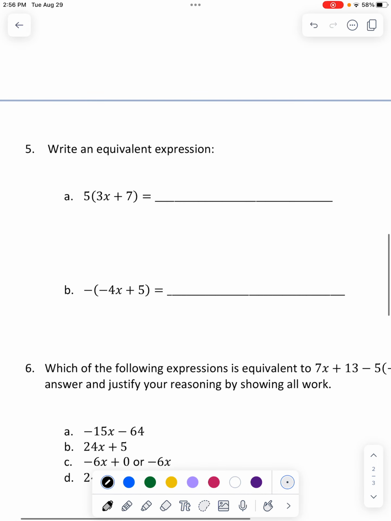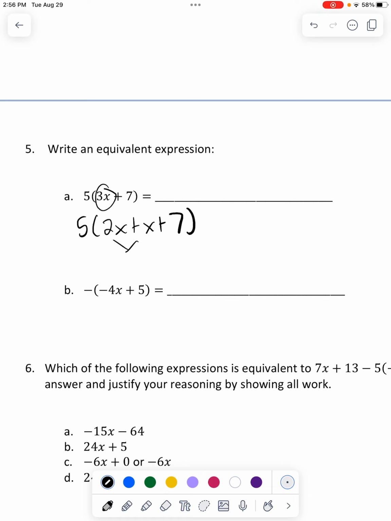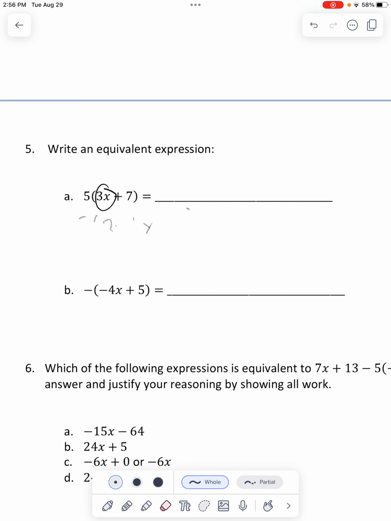When it's calling to write an equivalent expression, I've seen a lot of students write expressions similar to this. And that's a possible answer, right? Notice that the 2x plus the x will eventually become the 3x. However, the real thing that we're trying to get at is the distributive property.